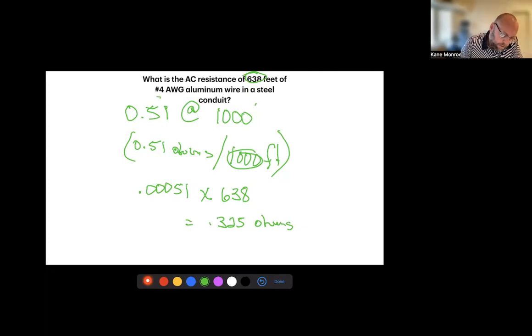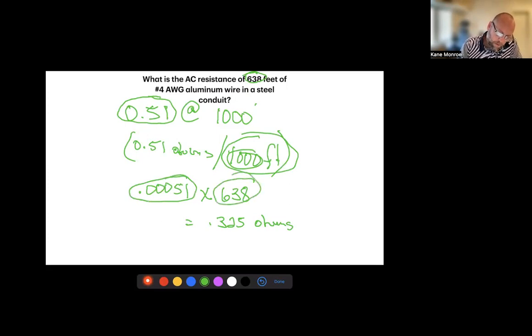So we took this number out of the table. We divided it by 1,000 feet because this number is set at 1,000 feet. So we needed to know what 1 foot equals, which was this. Multiplied it times 638, and we came up with 0.325. So 0.325 is our answer off of the 638 feet that is needed. And that, guys, that's the answer right there. That's how easy it is.